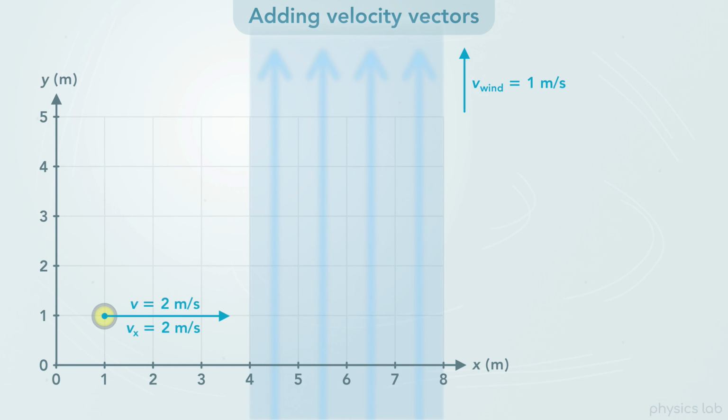Now, let's imagine a new scenario where the stone is already moving to the right at 2 meters per second before it's hit by the wind. The x component is 2 meters per second because the vector is pointing in the x direction, and the y component is 0. What will happen to the stone's velocity when it's hit by the wind? Let's take a look.